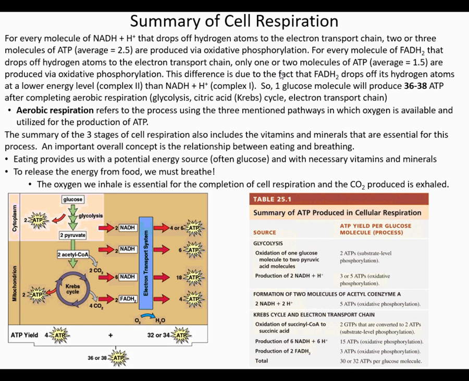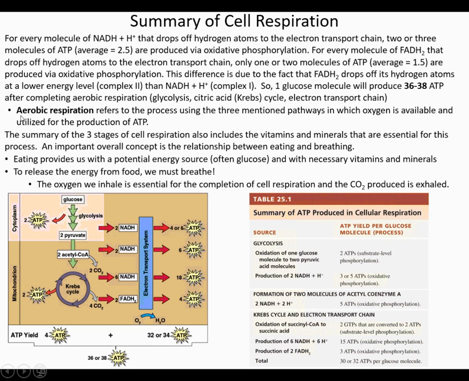So, to summarize and to bring it all together, one glucose molecule will produce 36 to 38 ATP after completing aerobic respiration, which involves the 3 major steps: glycolysis, Krebs cycle, electron transport chain. I didn't list it here, but the transition reaction will be right here. Kind of not a super major stage, but it is a stage. We describe this whole process as aerobic respiration, which is the 3 processes just mentioned in the making of ATP with the use of oxygen.